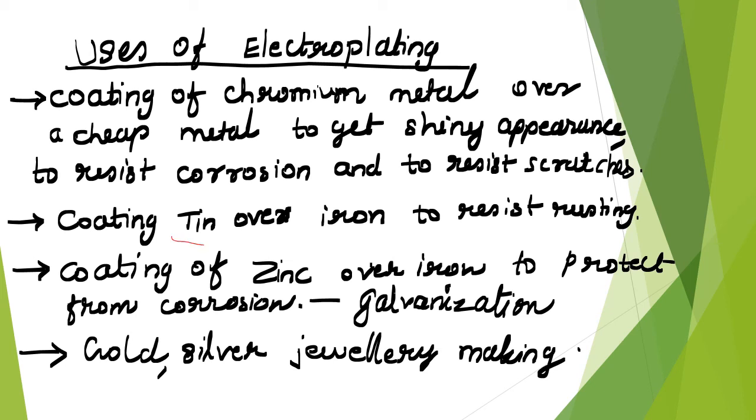Second is, if you use iron only for making some metallic products, what happens? Corrosion happens. So just give a coating of tin over this iron, which will resist this rusting process. Third one is coating of zinc. You know this process, galvanization. This process of giving a coating of zinc over iron is named galvanization, which will help us to prevent the corrosion. And the last one is gold, silver, jewelry making.